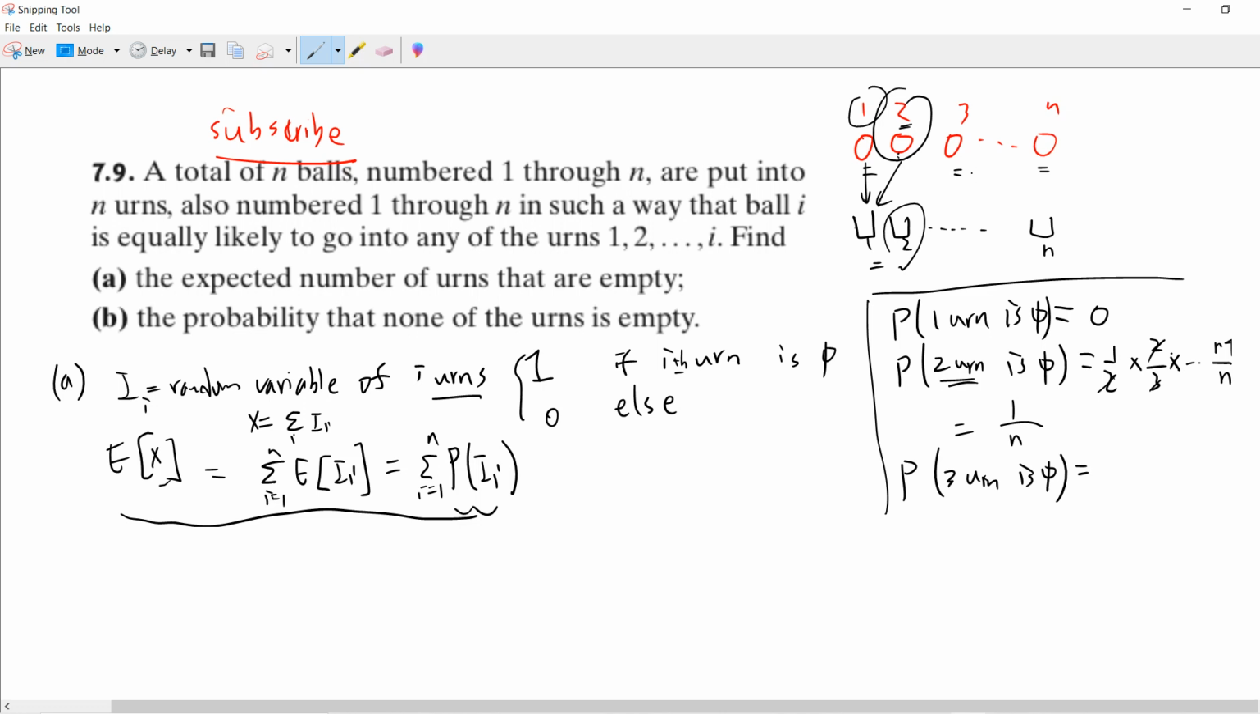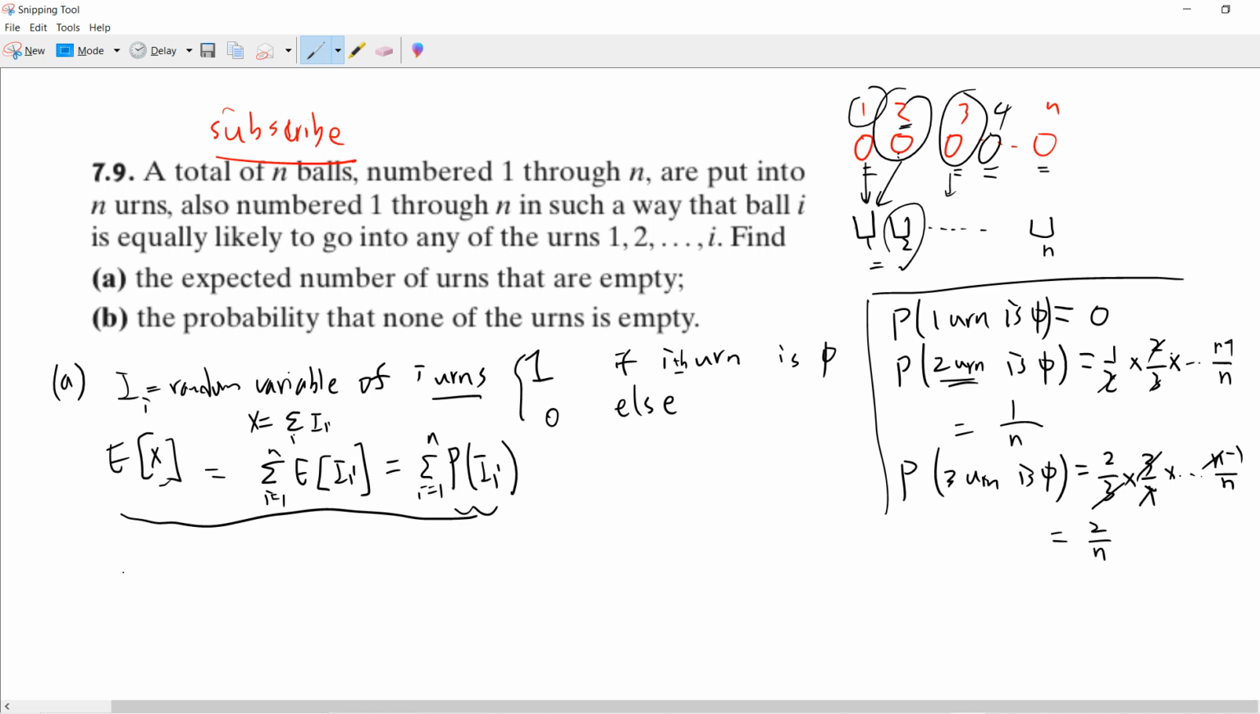Okay, so what is the probability that the third urn is empty? The third ball must go to the first 2, and the fourth ball cannot go to the third urn, it can only go to 1, 2, or 4. So it's 3 divided by 4, and so on up to n minus 1 over n. You can see it cancels, so you get 2 divided by n.